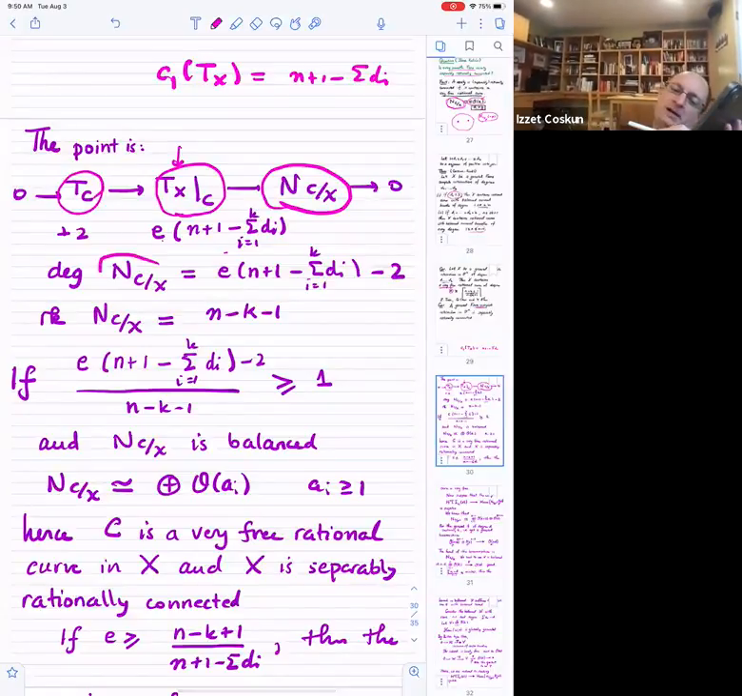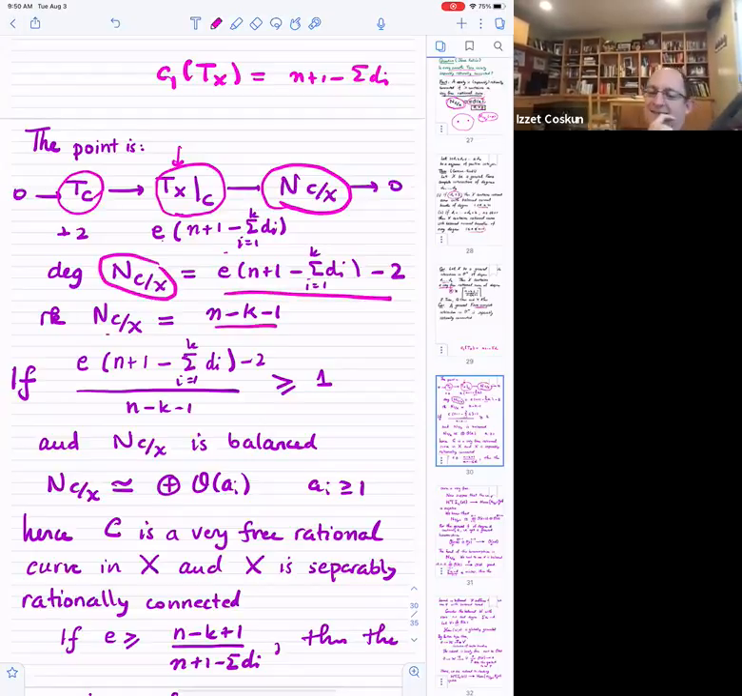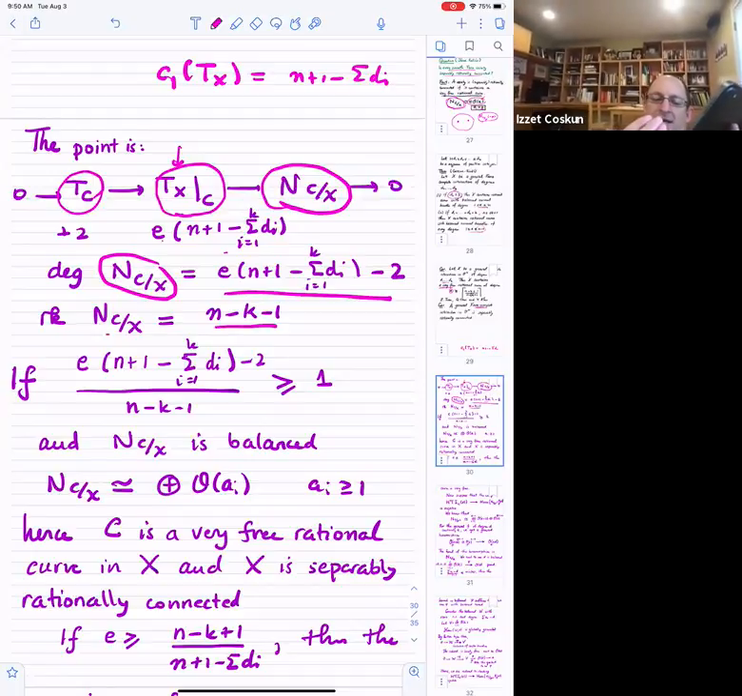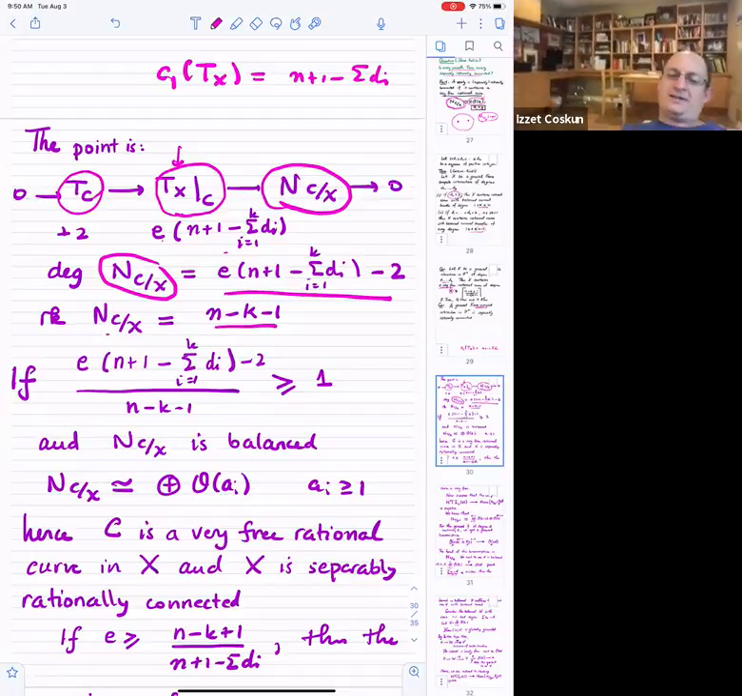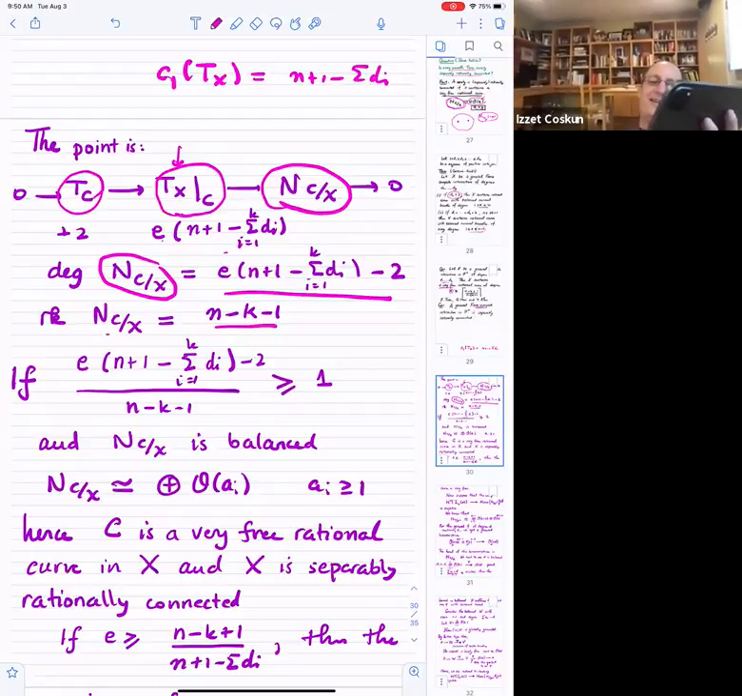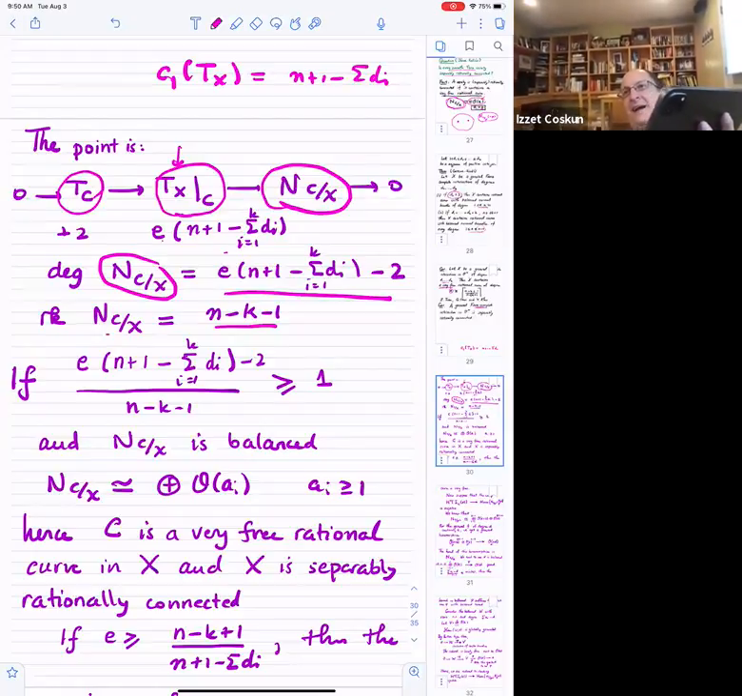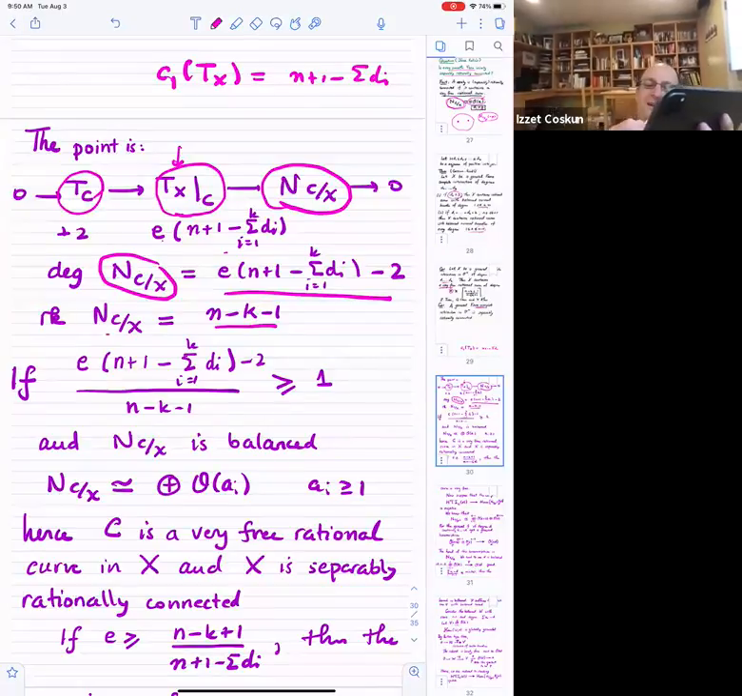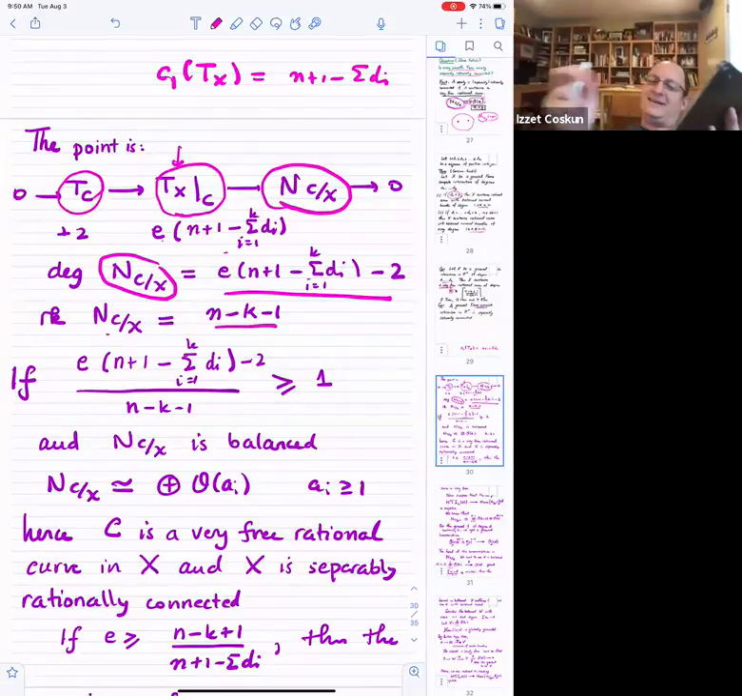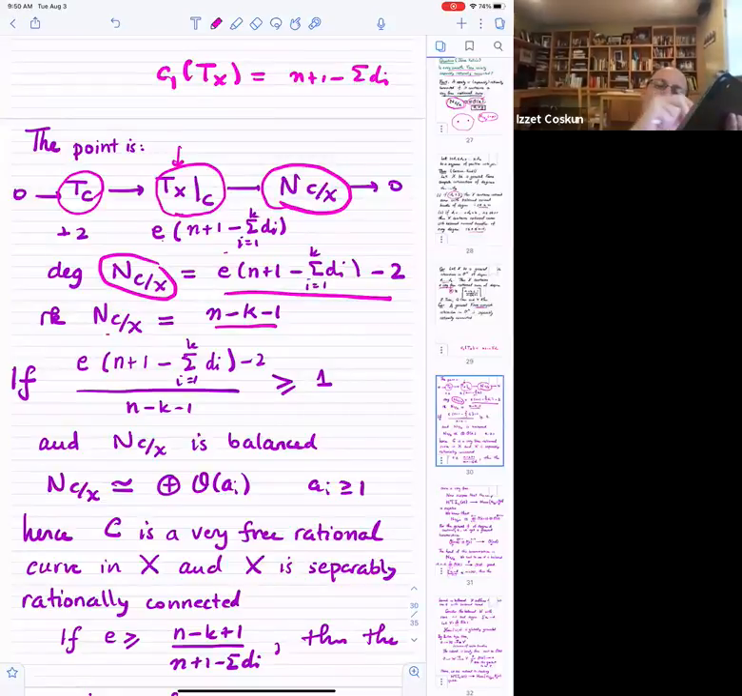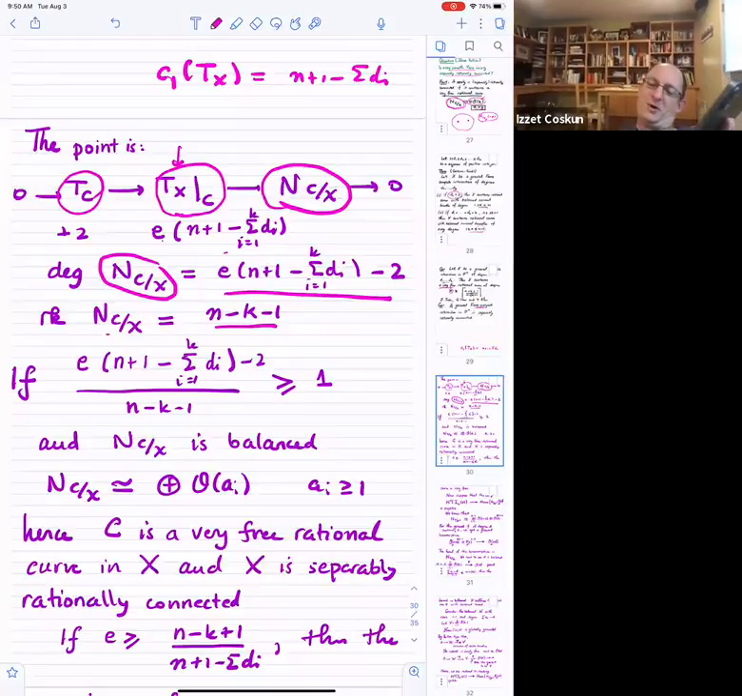So the normal bundle of the curve in X has this degree, and its rank is n minus k minus 1, right? If we know that this is balanced, then we know what the degrees are. I divide the degree by the rank, and it's a direct sum of those numbers: you look at the remainder, and it's some number of the quotients and the remainder number of quotients plus 1.